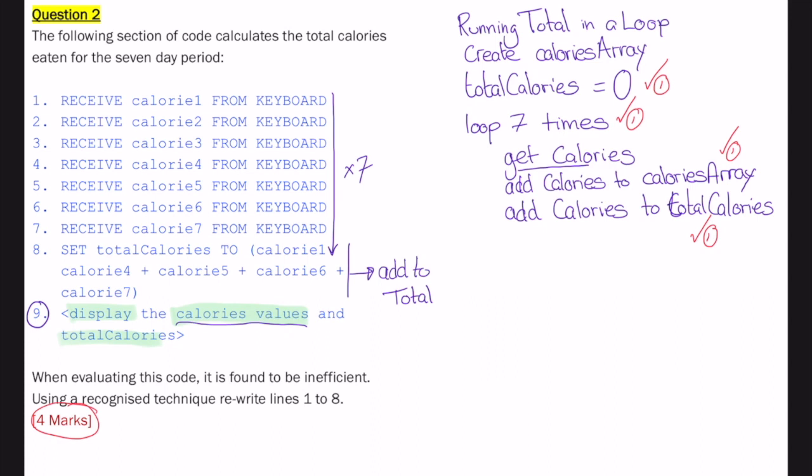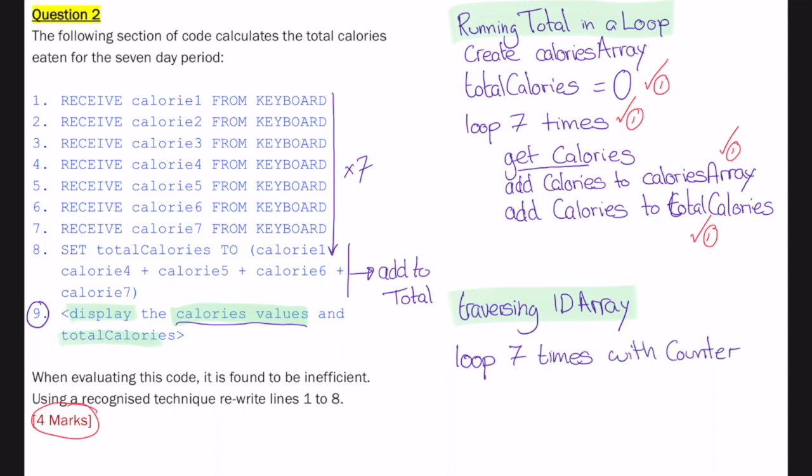Now, whilst it's not in this question, we could have a look at how we perform step 9. We want to display the calorie values and the total calories. So again, this is another example of one of our standard algorithms. This is going to be a traversing 1D array algorithm, whereby we loop 7 times with a counter, and each time we go through the loop, we display the calories array at position counter.